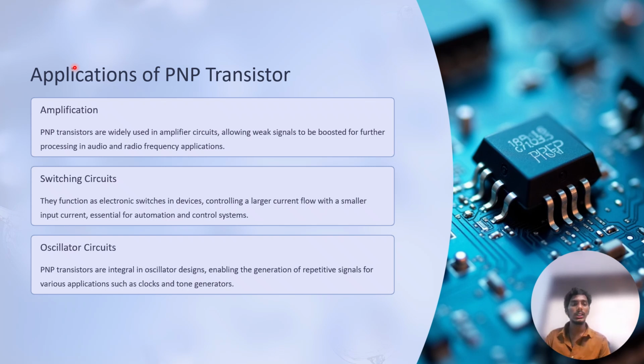Next, switching circuits. The PNP transistor is also used in switching devices, nothing but controlling the flow of current and input current. And the next, oscillator circuits. The PNP transistor is also used in oscillator circuits, which are used to generate oscillations in the oscillator when it is connected to the circuits, and it also gives clock pulses and tones, nothing but the signals, the waveforms of the circuit, nothing but AC signal or DC signal.